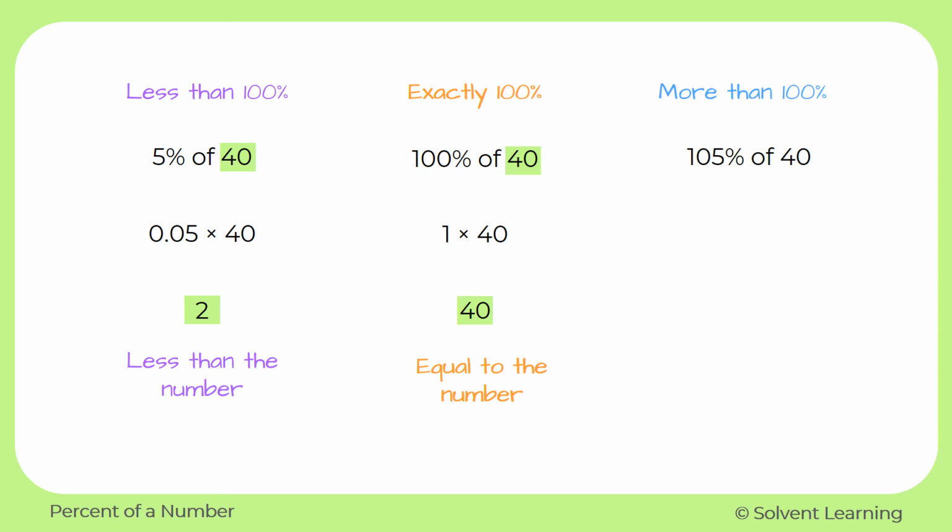And let's see what happens when we have more than 100% of a number. In the last example, we have 105% of 40. If we convert 105% to a decimal, it will be equal to 1 and 5 hundredths, or 1.05. And if we multiply that by 40, we get 42. Now notice that our final answer is more than the original number we started with. 42 is more than 40.